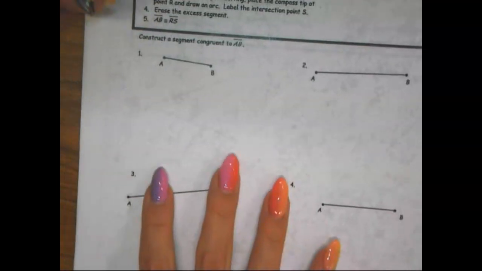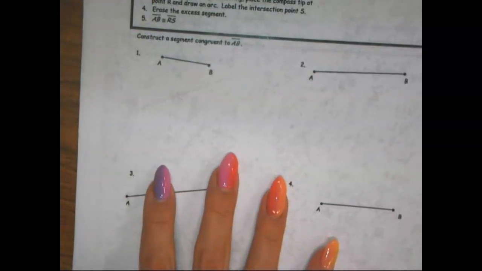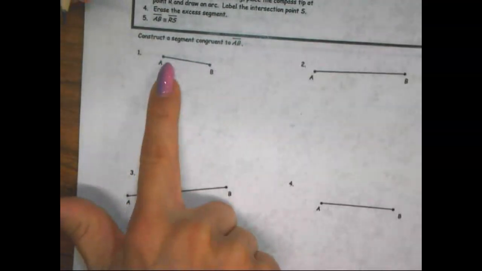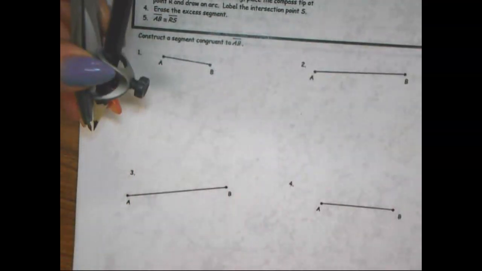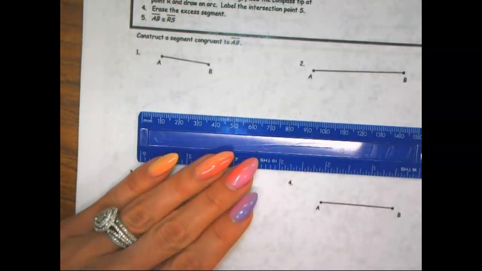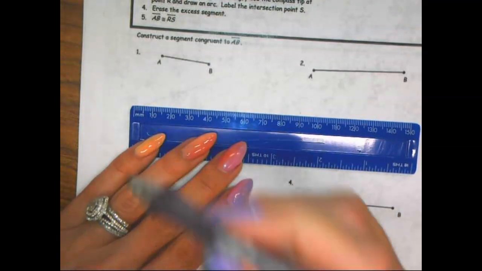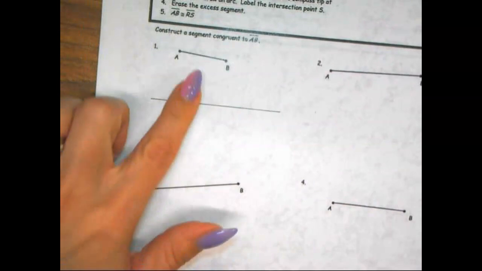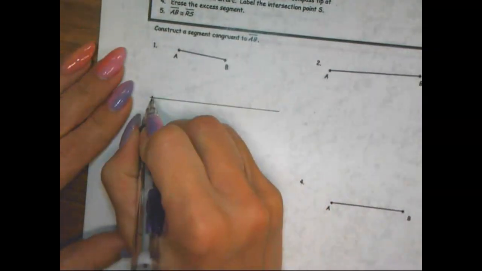All right, the first construction that I'm going to show you is copying a segment. So the first thing that we want to do is draw a segment that's longer than this one with our straight edge. Yes, I know it's a ruler, but you're not supposed to use the measurements that are on here when you are copying. So I'm going to draw that. That's obviously longer than the one I'm copying.